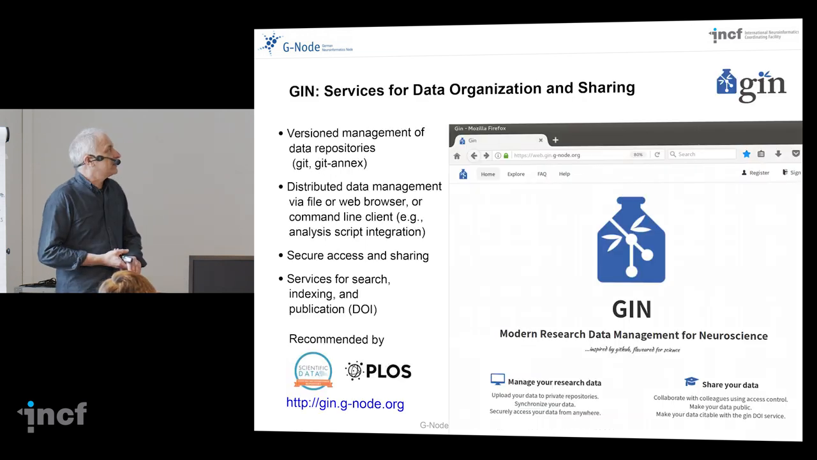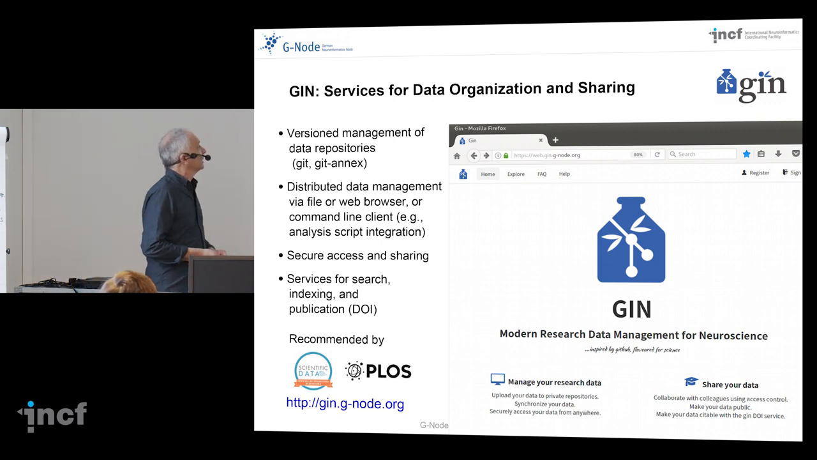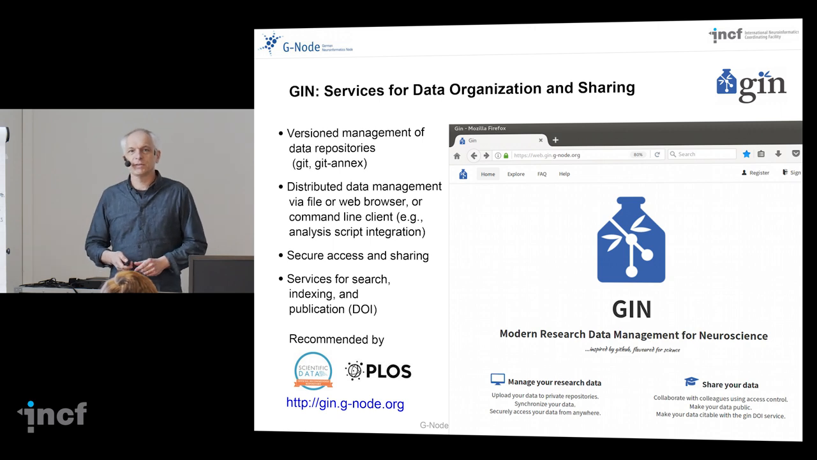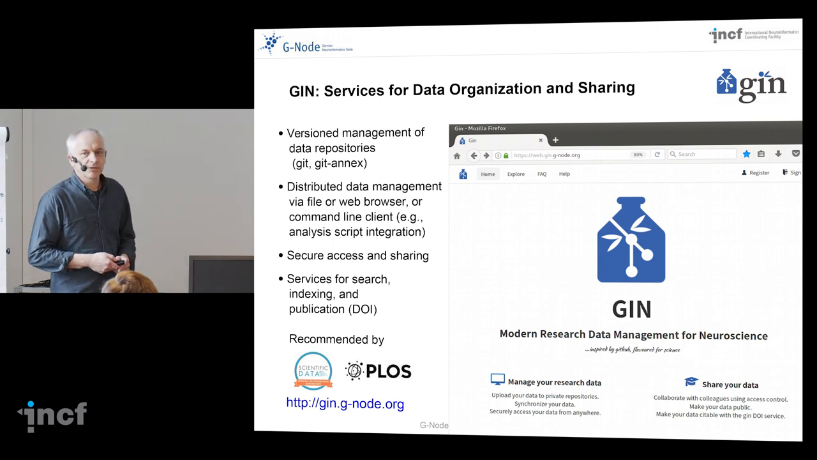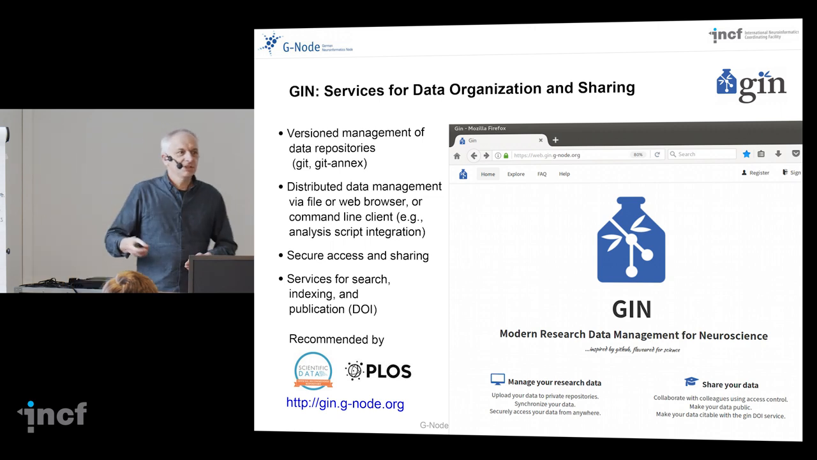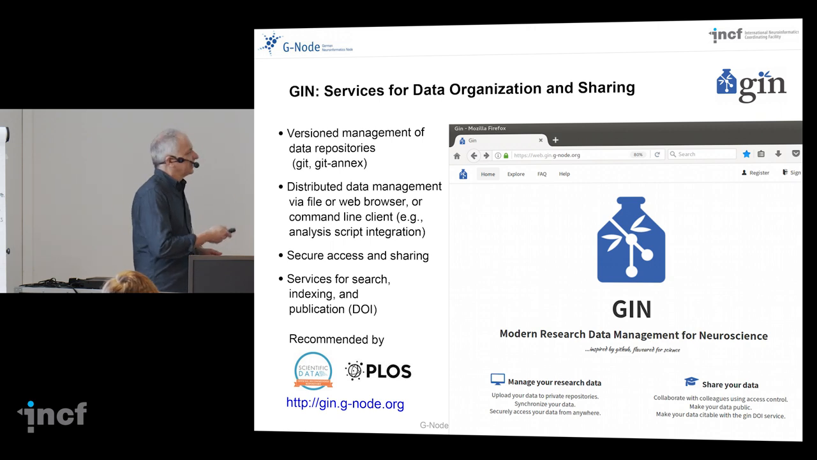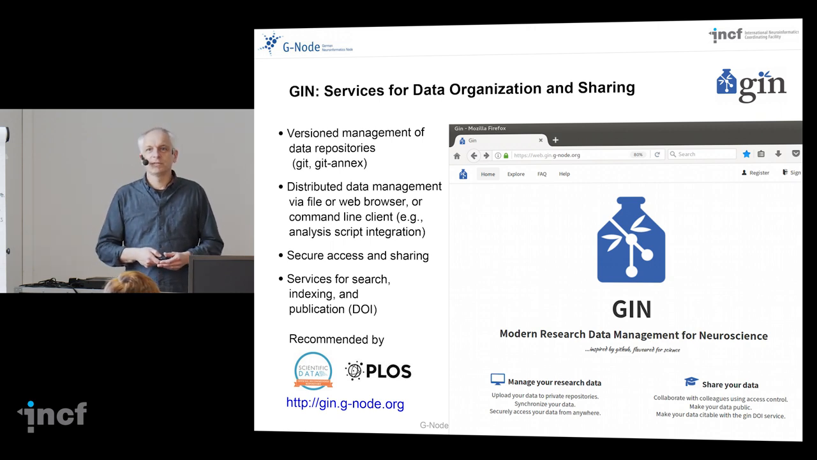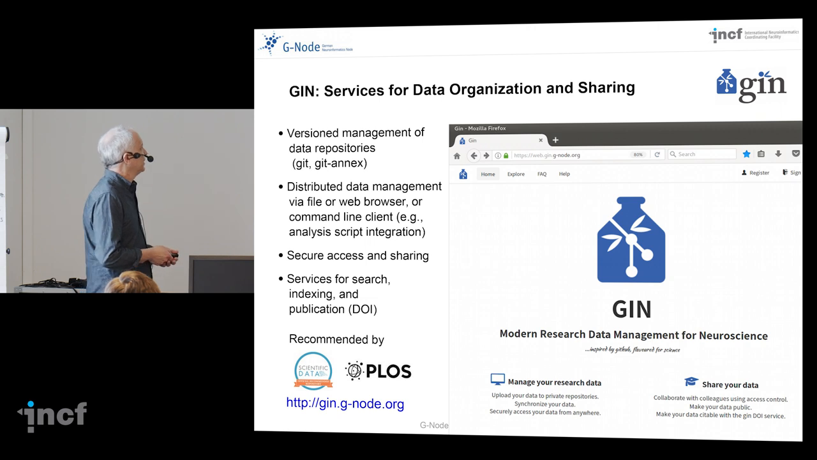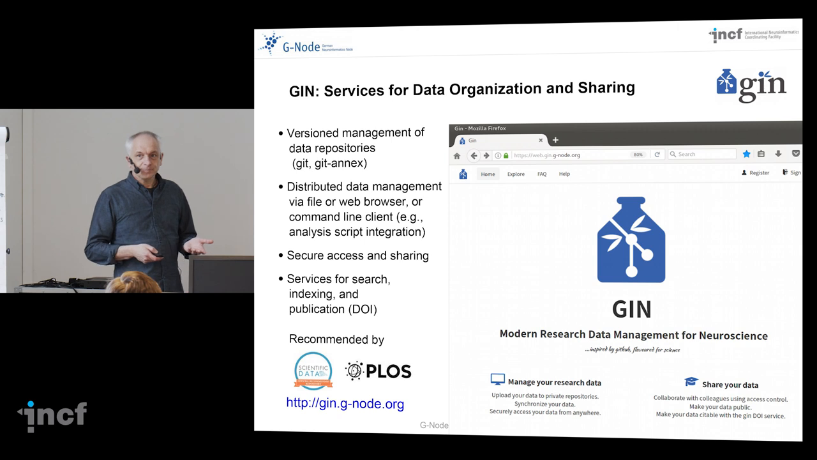So as the last point, I want to talk a little bit about another service we've been developing over the past years: the GIN service for data collaboration and data sharing. You've already used it. You've used the local installation here. We are also running an open server in Munich, where people can use this for data management and data sharing.